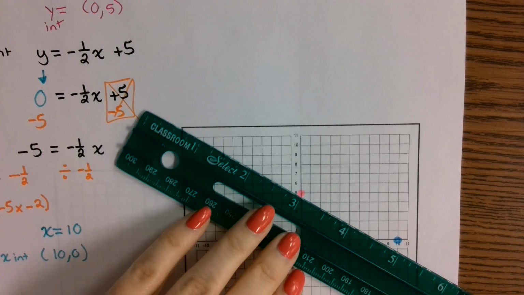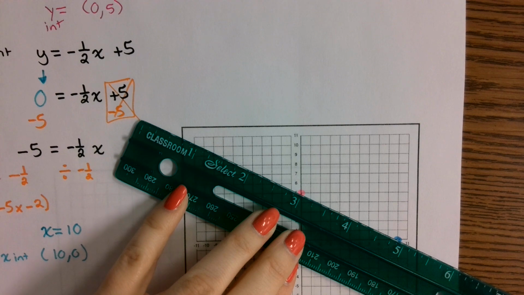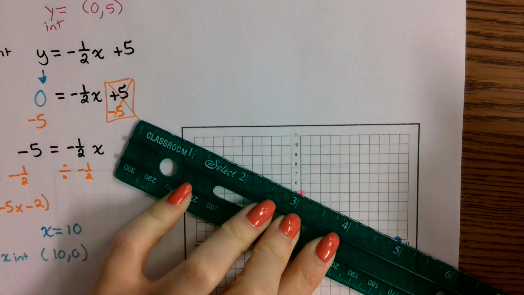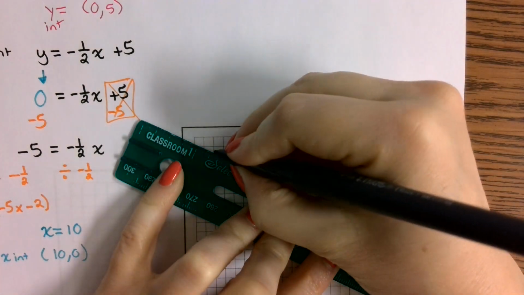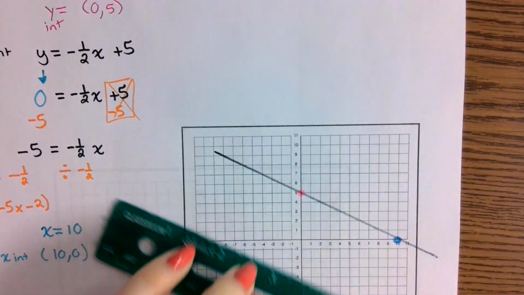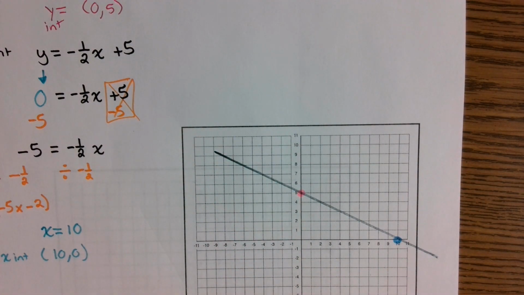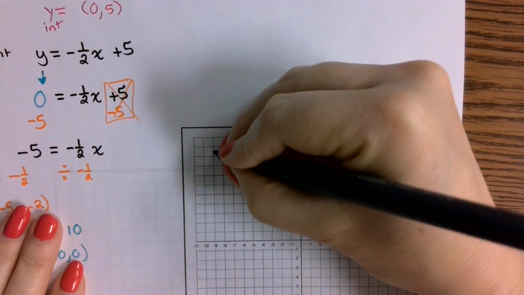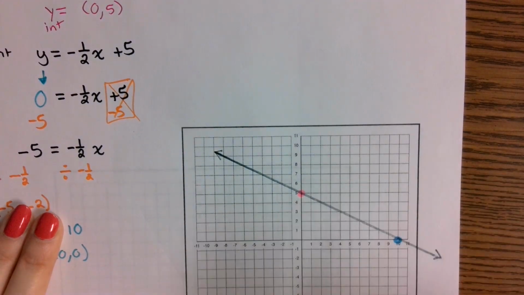And again, things that you can do to make sure that you've done it correctly. First thing you can note is that it's a negative slope, which makes sense because the slope was a -1/2. Since the slope was a -1/2, that means that your graph should go in a negative direction for your slope.